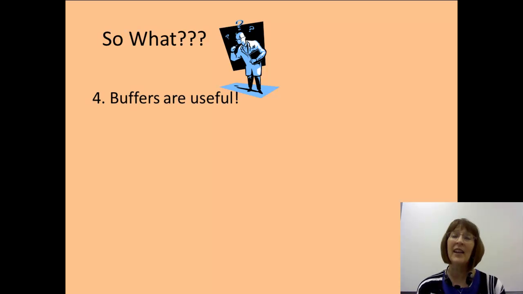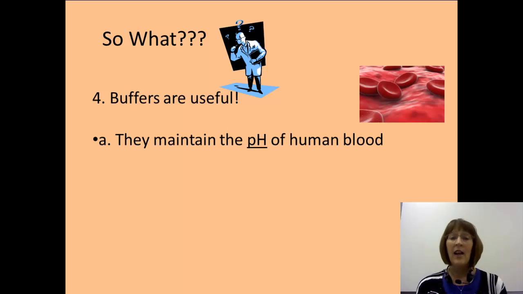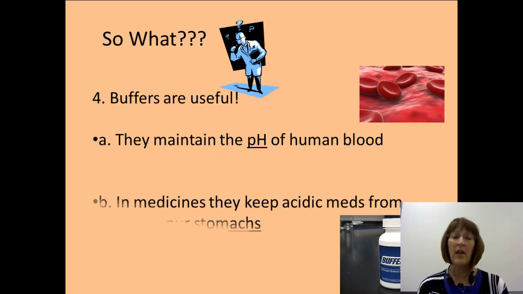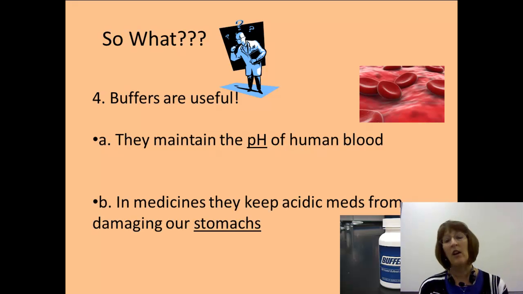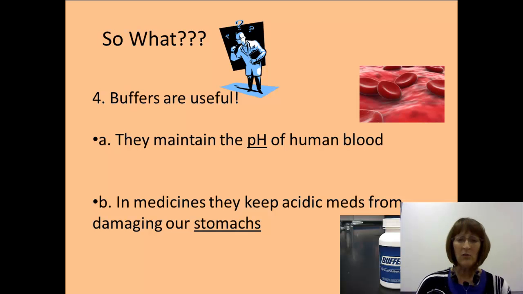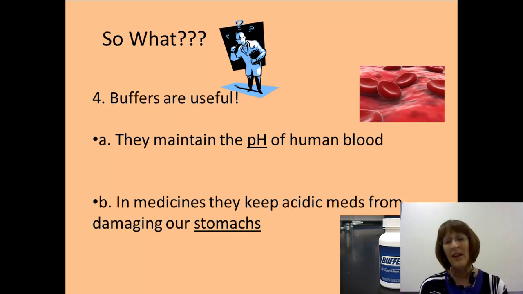Okay, so what about buffers? Buffers are actually useful things. You have buffers in your blood system, in your circulatory system, and you have to have a certain pH in your blood, and you have buffers in that. You have all sorts of salts and things in that to control that pH. Medicines, oh my gosh, a lot of medicines, a lot of aspirins. When you think about how much aspirin and Tylenol, all that good stuff you take, a lot of those medicines, they'll tell you, you need to take this on a full stomach, or you need to take it with food. A lot of times they're concerned about something becoming too acidic and damaging your stomach, and they put buffers in them to help that.